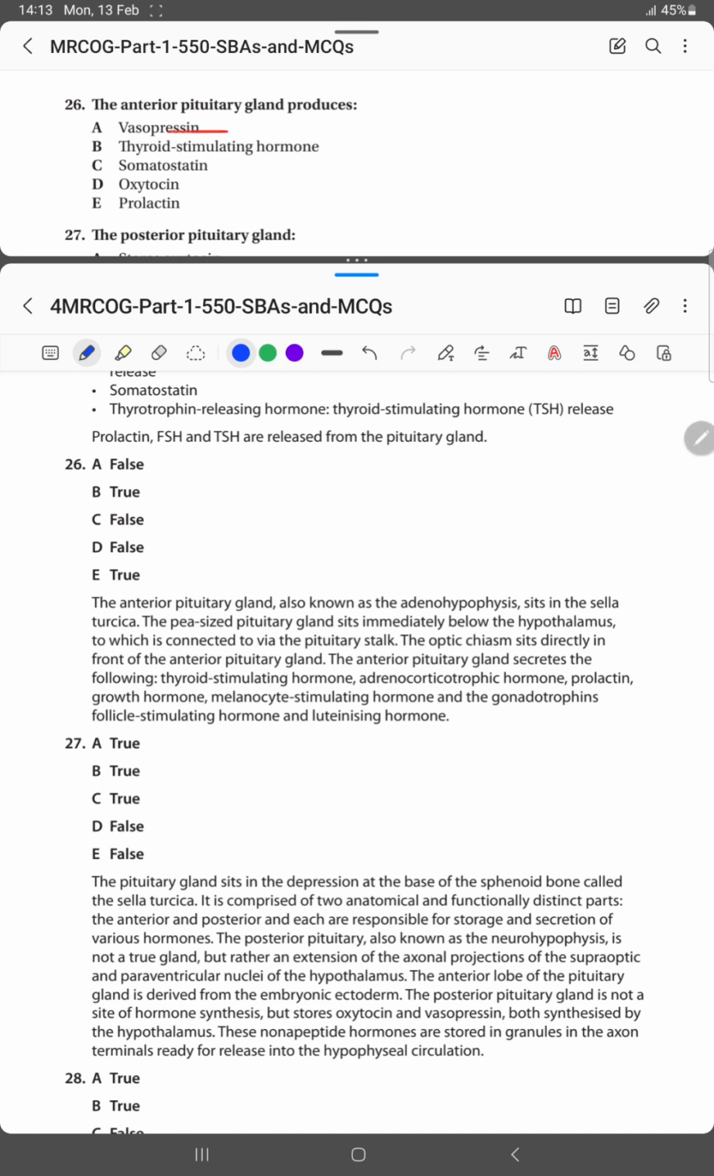Let's see our options. That the anterior pituitary gland produces vasopressin, no, it is from the posterior pituitary gland. And thyroid stimulating hormone, yes, that is true. Somatostatin, that is released from the hypothalamus, so that option is false.